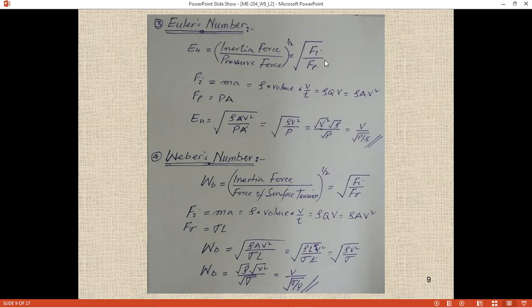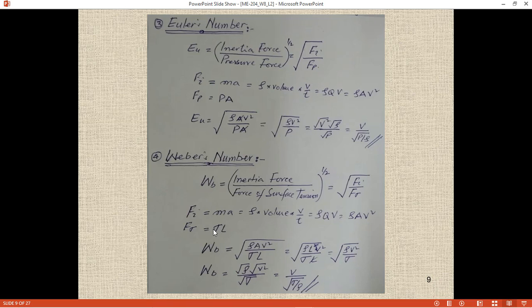So in this way you can derive the Euler number as well as the Weber number. The Weber number is the ratio of the inertia force over the force of surface tension. So inertia force over surface tension force. The inertia force we know equals this, and the force of surface tension is equal to sigma into L.